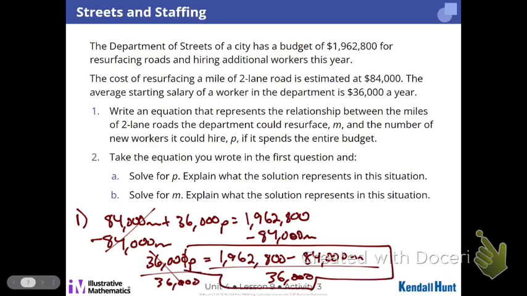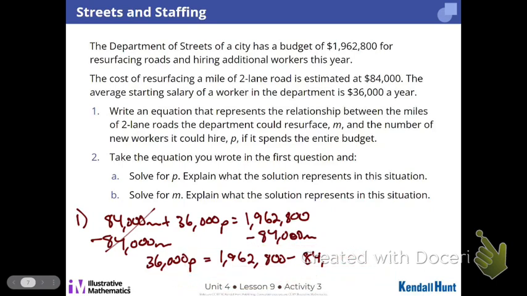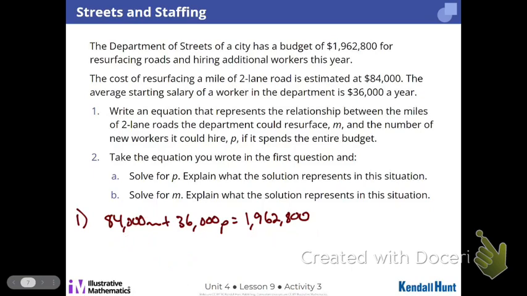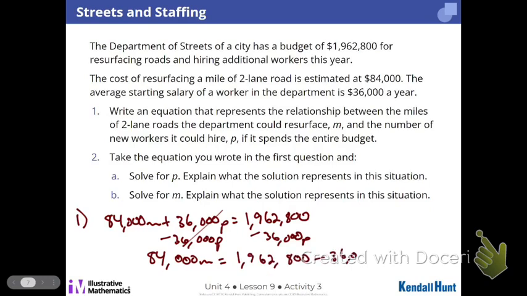Cool? And then, to go back and do the same thing for the number of miles that I can do, I'm going to solve for M now. So minus 36,000 per person will leave me with 84,000 per mile if I take the total budget minus my labor cost here. Then divide by 84,000 for each mile to see how many miles I can do.